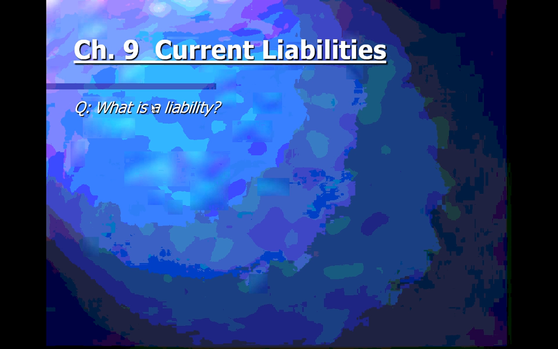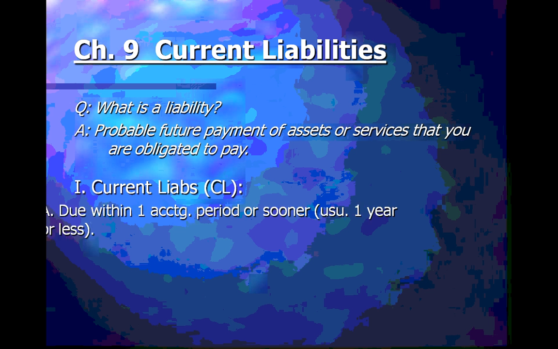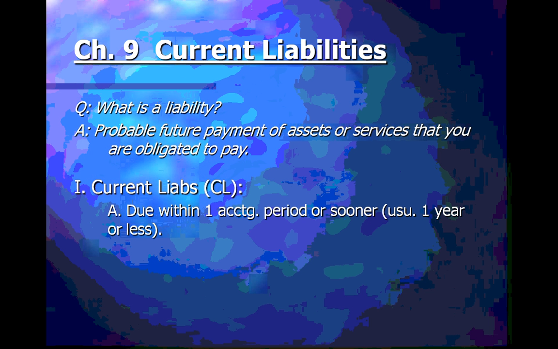Talk about Chapter 9. Chapter 9 is all about liabilities. Liability is nothing more than the probable future payment of assets or services that you're obligated to give to someone else. Typically, this happens for current liabilities. These are due within one accounting period or sooner, which usually means 1 year or less.